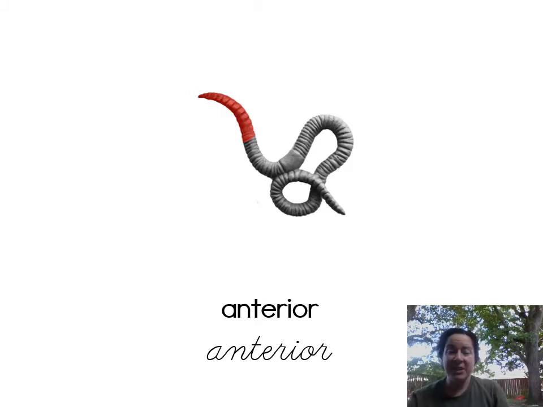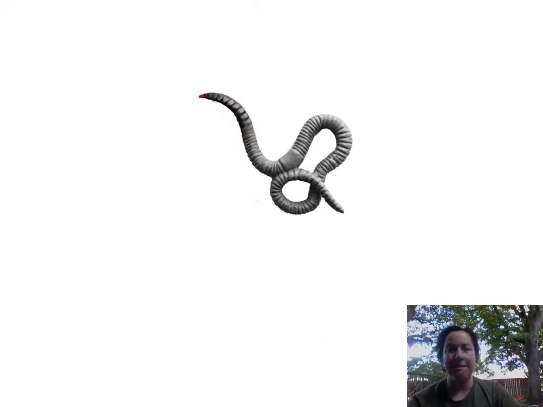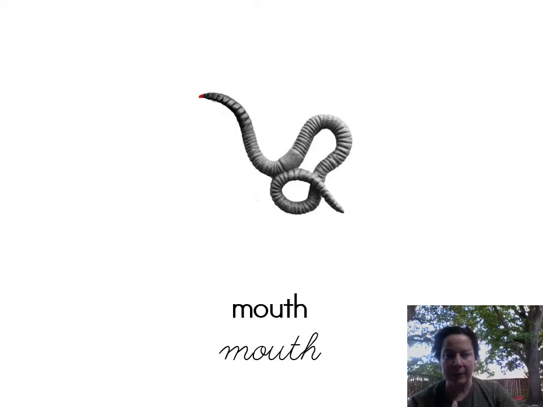A worm does not have a head like we do, but it does have a head area that we call anterior. In the anterior part of the head is where the mouth is located. You can see the mouth over there. It's tiny. It's the beginning of the digestive system of the worm. And that's where the food goes in.